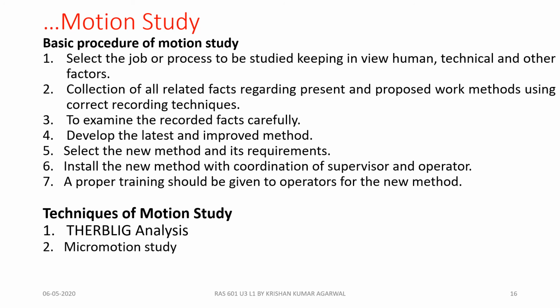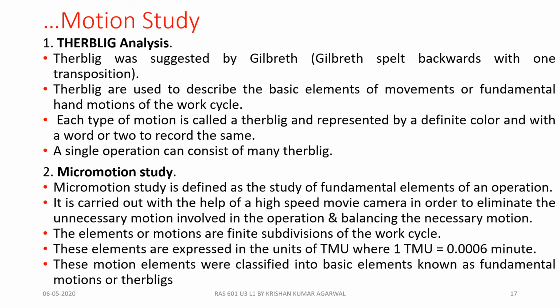There are a number of techniques that can be used for motion study, such as therblig analysis as well as micro motion study. When we talk about therblig analysis, therbligs were suggested by Gilbreth. They provided 17 types of motion on the shop floor, and each motion is called a therblig and represented by a different color with a word or two to record the same. These are used to describe the basic elements of movement, that is, hand movement and workers' movement on the shop floor.